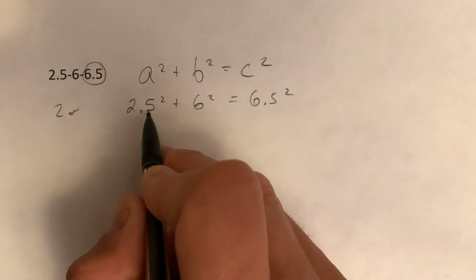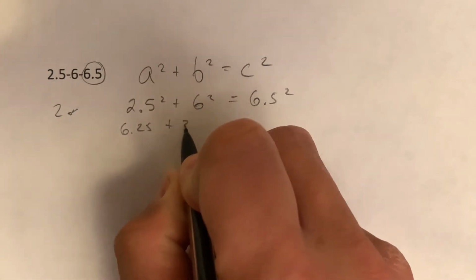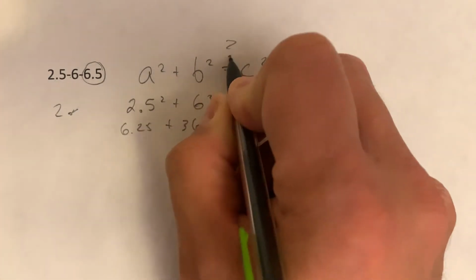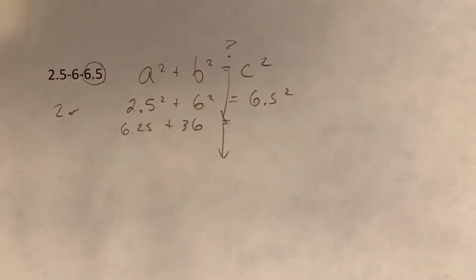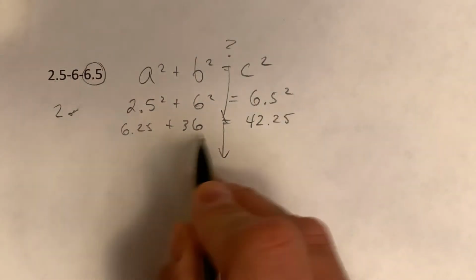And that's going to be 2.5 squared is 6.25. 6 squared is 36. And again, we're asking ourselves with a question mark, is this going to be true the whole way down? 6.5 squared, I better double check that on the calculator. 6.5 squared is 42.25. I was close. Now we're going to add these two together.